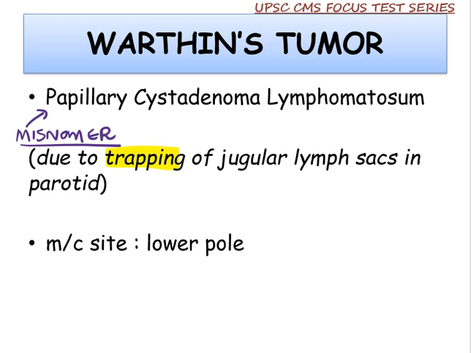In the parotid gland, again, it's the superficial lobe of the parotid which is affected, and it usually affects the lower pole. So quickly recollect, in case of pleomorphic adenoma, it involves the tail of the parotid, whereas Warthin's tumor usually involves the lower pole of the parotid. These are some things which are often asked in your MCQs.